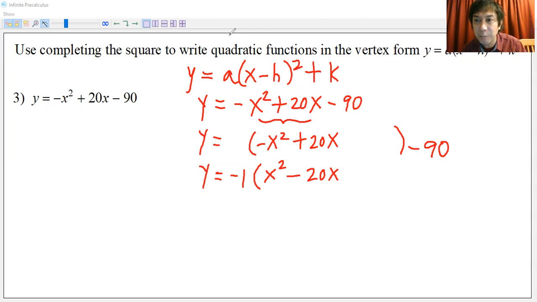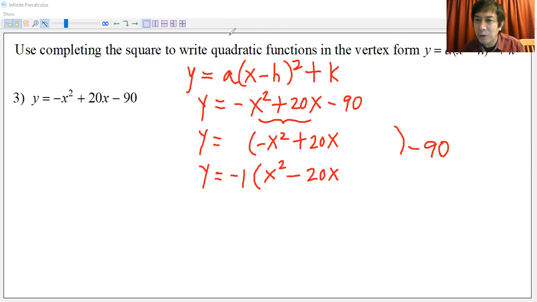And you can verify that by multiplying back what you placed outside the parenthesis, so the negative 1. If you multiply it back, it shall return to the previous line, and it's clearly correct.